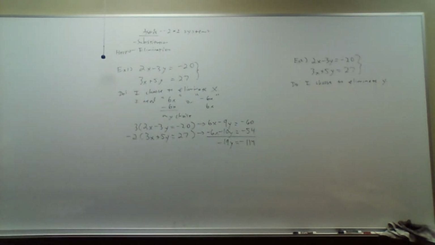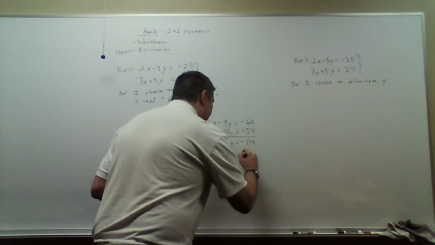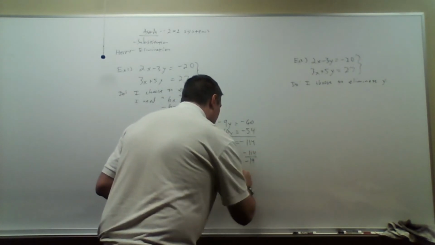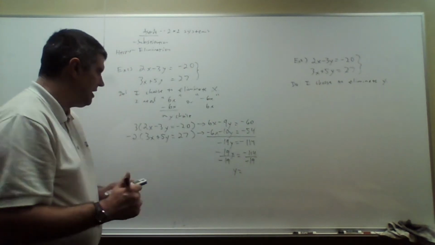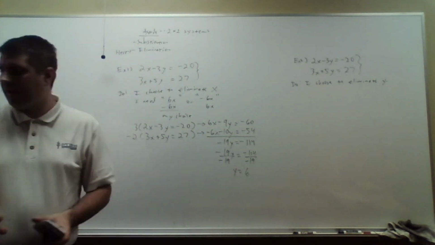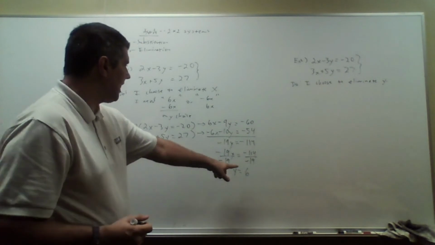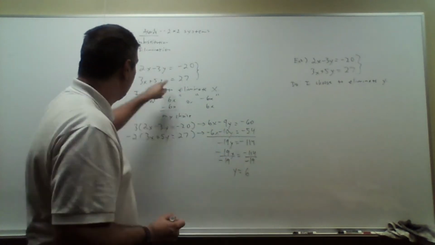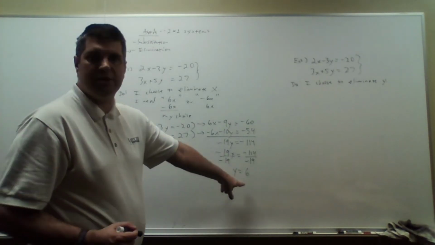Very quickly, I'm going to grab my calculator. So I will take negative 19y and divide off the negative 19. And y equals negative 114 divided by negative 19, which is 6. Now, what I can do is plug this 6 into this equation or this equation. It really doesn't matter. So I can plug this into either equation.